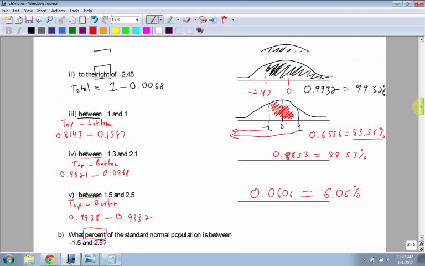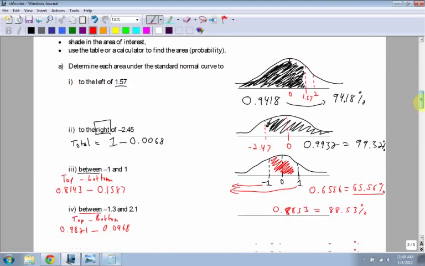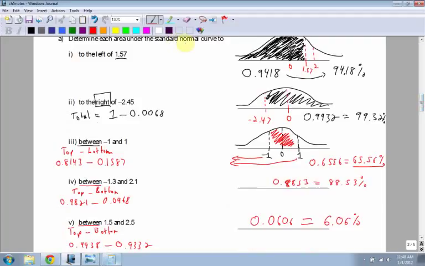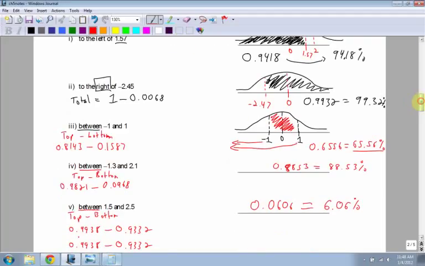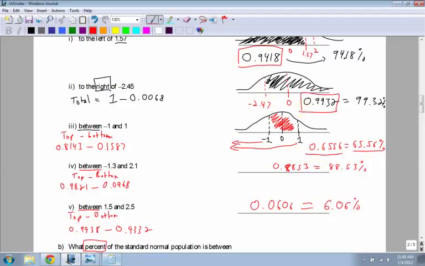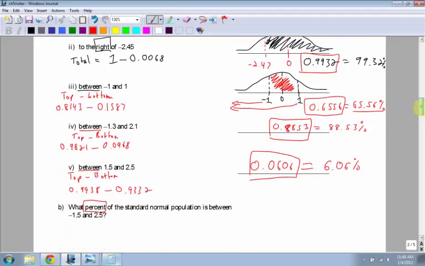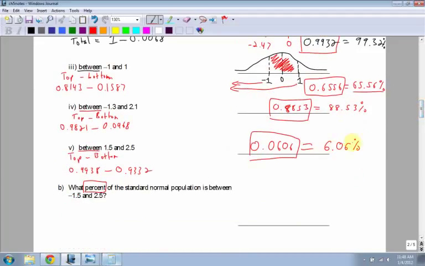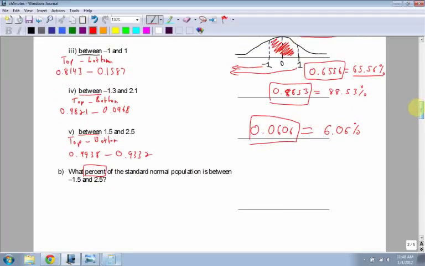If it asks for, what are these ones? These ones ask to determine the area under the standard normal curve. So the area is the first number. So the 0.9418, the 0.99, the 0.66, this one here, that's the area underneath the curve. If it asks for a percent, you need to convert it to a percent. So this question is exactly the same as the ones that we just did above.